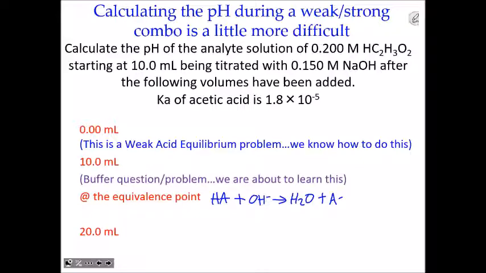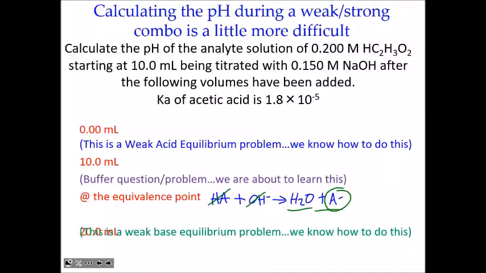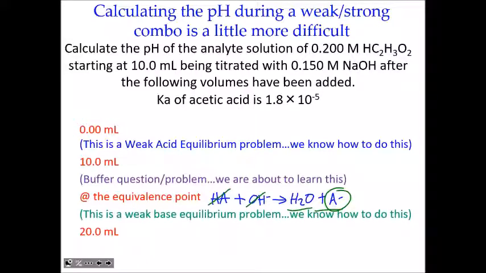All of the acid is gone. You've added enough so all of the HA is gone. What are you left with at the equivalence point? You are left with conjugate base floating around in the water. Nothing else is in there at the equivalence point. So guess what you have? A weak base equilibrium problem.